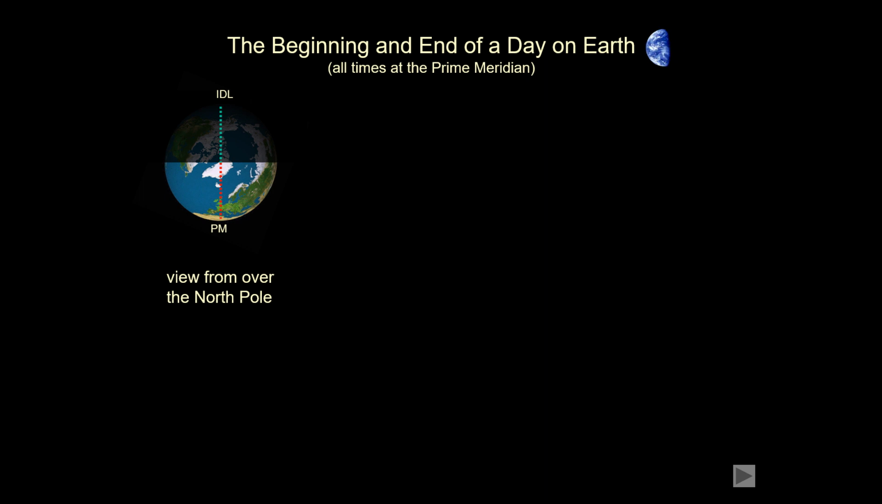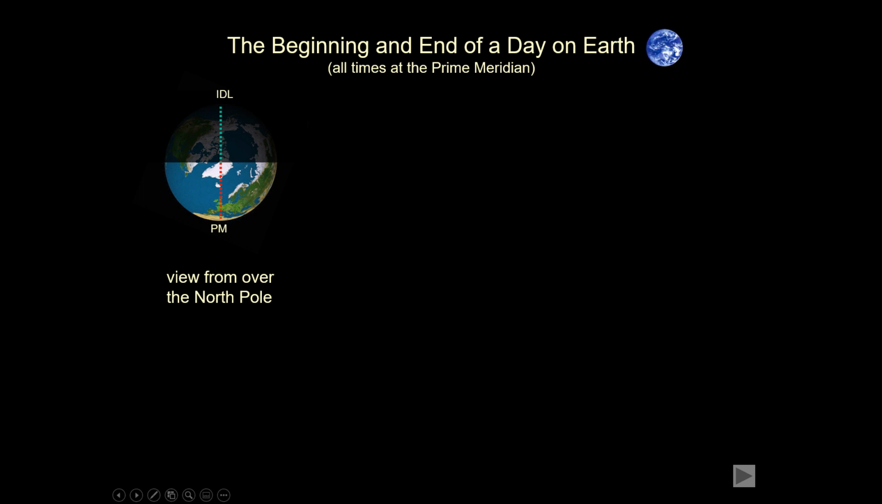Okay, the last topic I'd like to deal with in this video is what happens with a day, where a day begins and where a day ends. So the birth of a day and the end of a day. To do that, we're going to take a look at the Earth from above, looking down on the North Pole. So here's the Earth right here. You can see Greenland. There's the North Pole approximately. And I've marked a couple of things on this image. The red line represents the prime meridian, and the greenish line represents the international dateline.